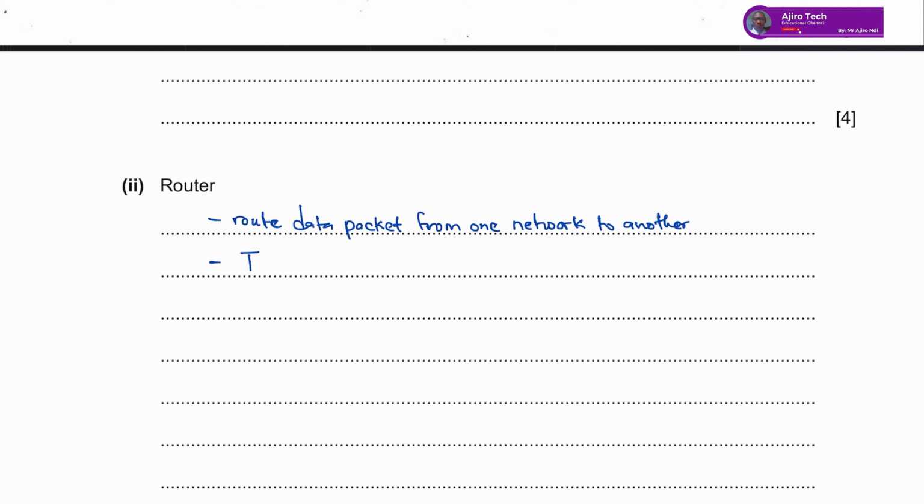The router splits the data into packets. Model broadband contains the MAC address and the IP address as well.